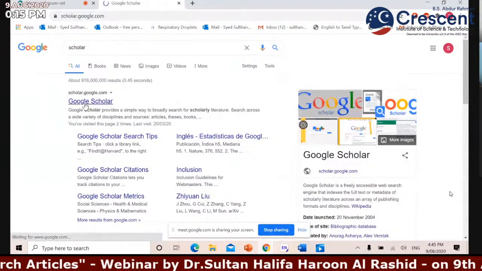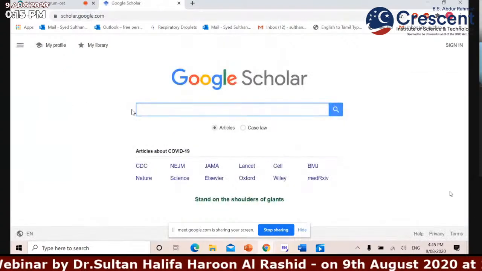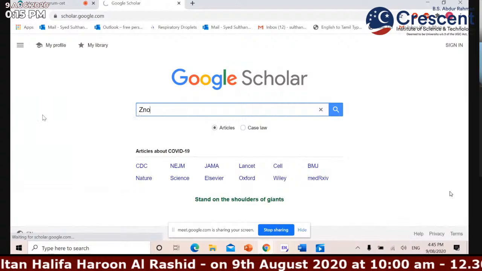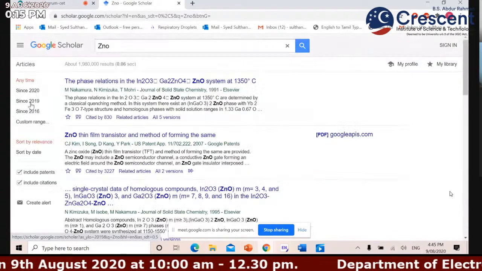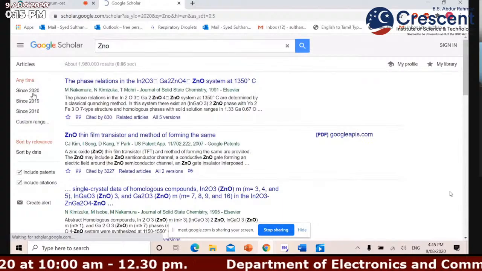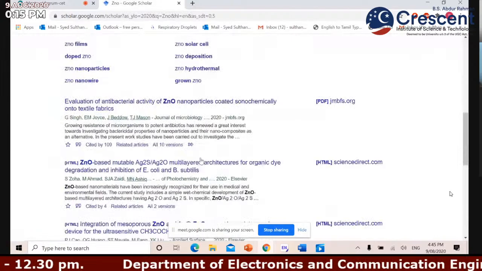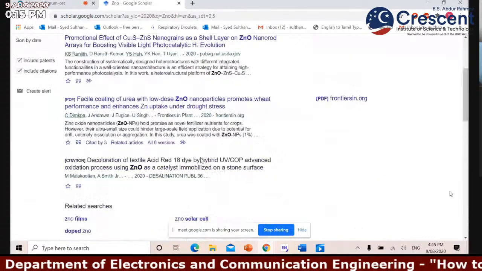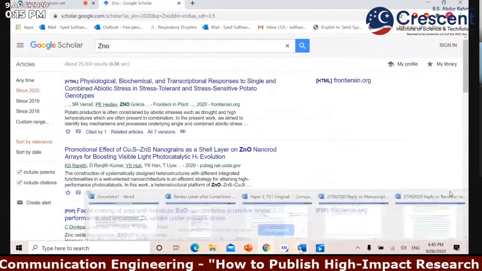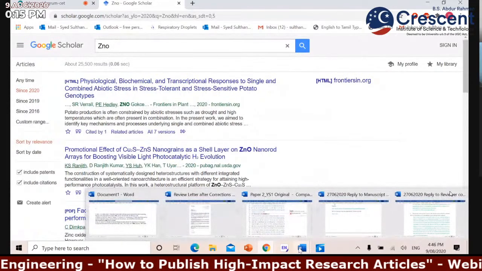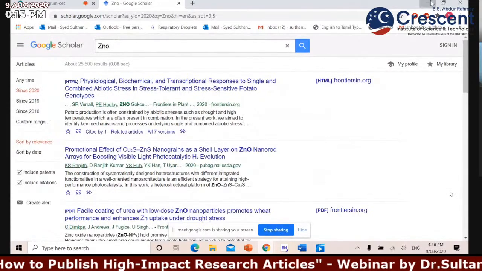Google Scholar has this option. On the side, you type the year. Here you see it's since 2020, 2019. Always go check 2020. What are the papers that came out this year? You go read them. If a paper is very relevant to you, make sure you don't do a research similar to that. And always cite those recent papers.